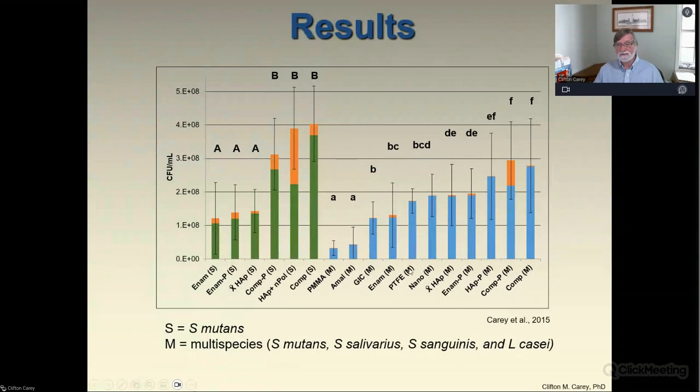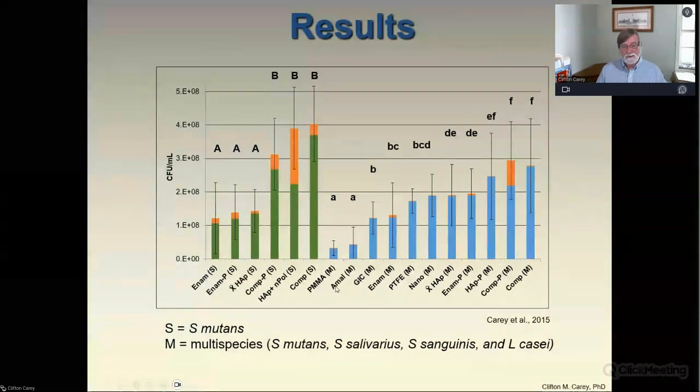Going over to the multi-species system, we see the same thing. For the most part, the composite has the most. Then we go to hydroxyapatite with pellicle, enamel with pellicle, and hydroxyapatite without. And you see that these are all attachable to the multi-species, which says that right there, they've already changed their capability to attach associated with the community of the biofilm as opposed to a single species.